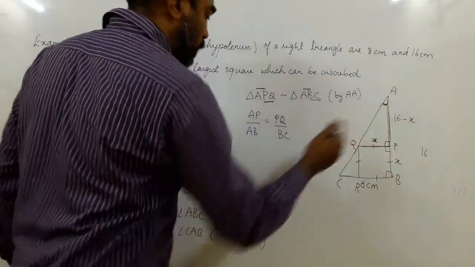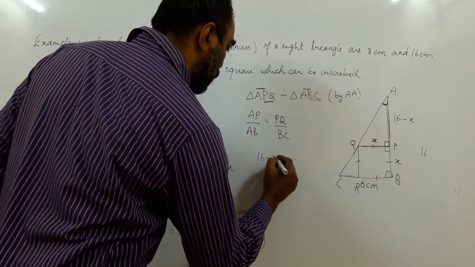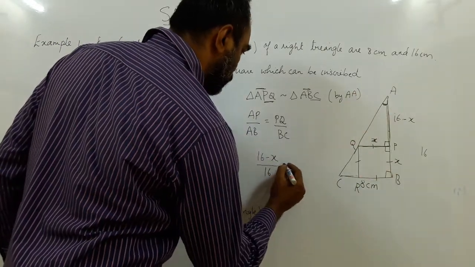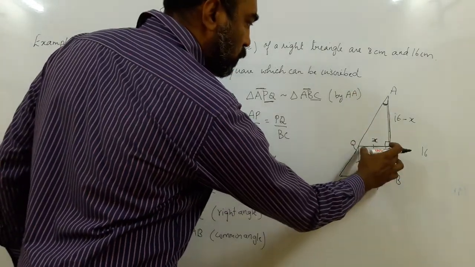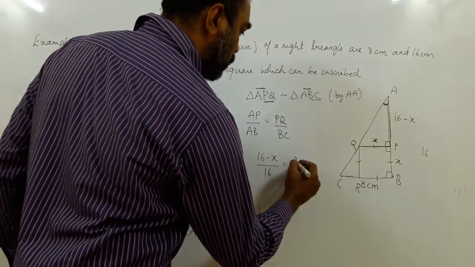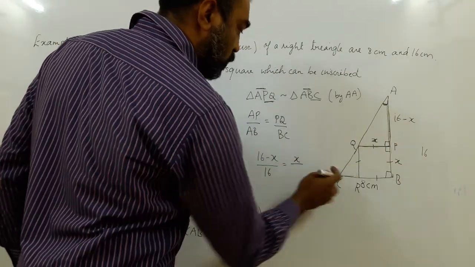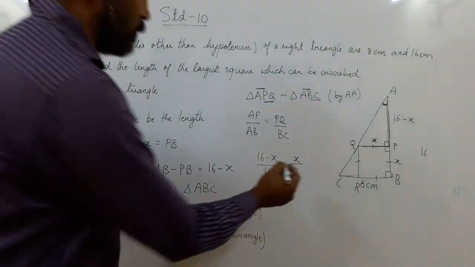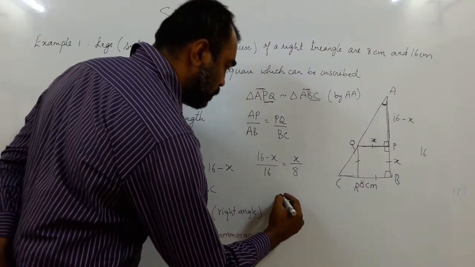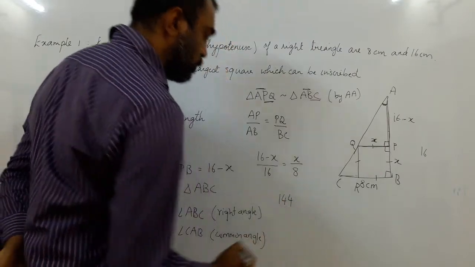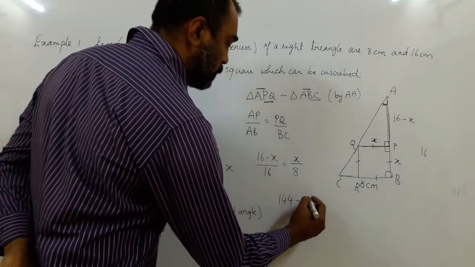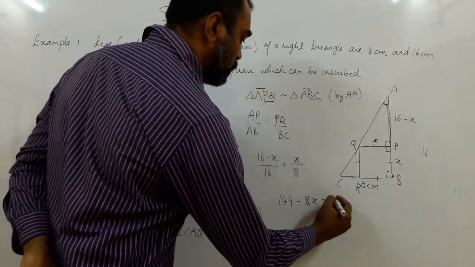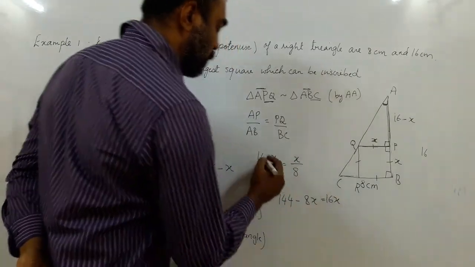What is AP? AP was 16 minus x. AB fully is 16. PQ is x, the side of the square, and BC was given as 8. So this is what we get. And now the solution part. 16 times 9 is 144, minus 8x equal to 16x, cross multiplying.